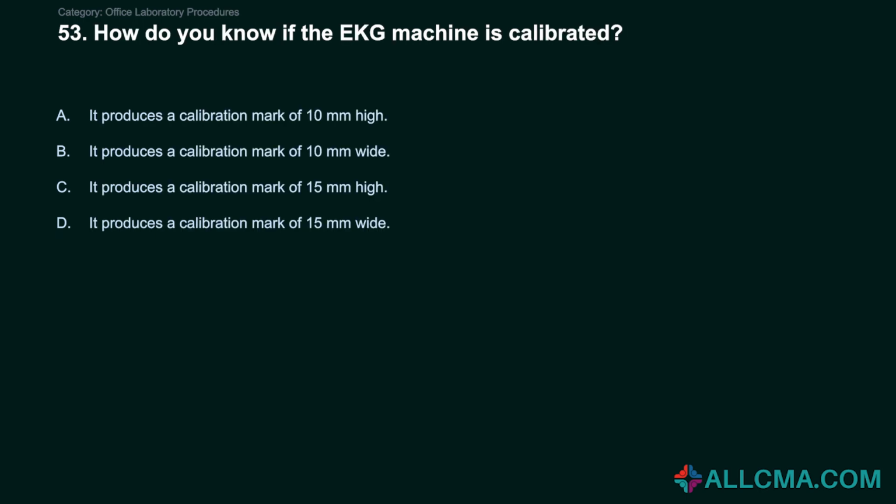53. How do you know if the EKG machine is calibrated? A. It produces a calibration mark of 10 mm high. B. It produces a calibration mark of 10 mm wide. C. It produces a calibration mark of 15 mm high. D. It produces a calibration mark of 15 mm wide. Correct answer, A. It produces a calibration mark of 10 mm high.